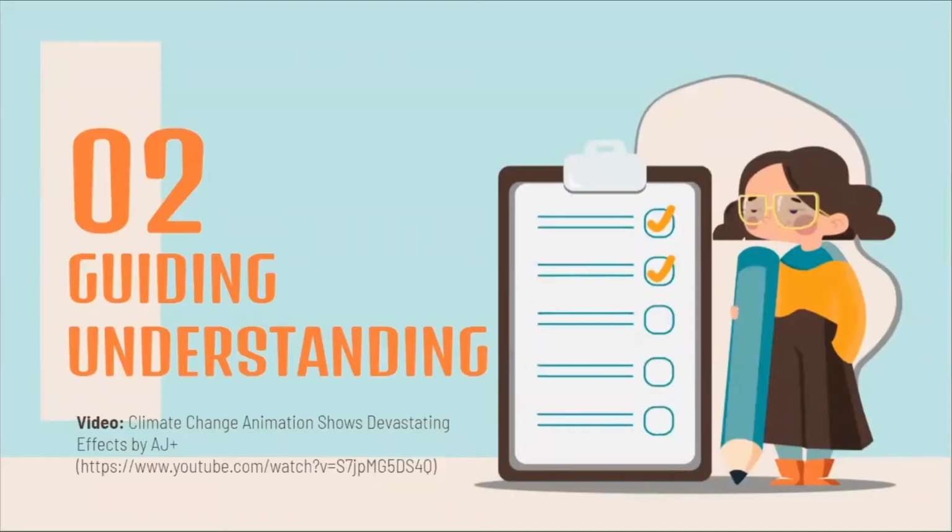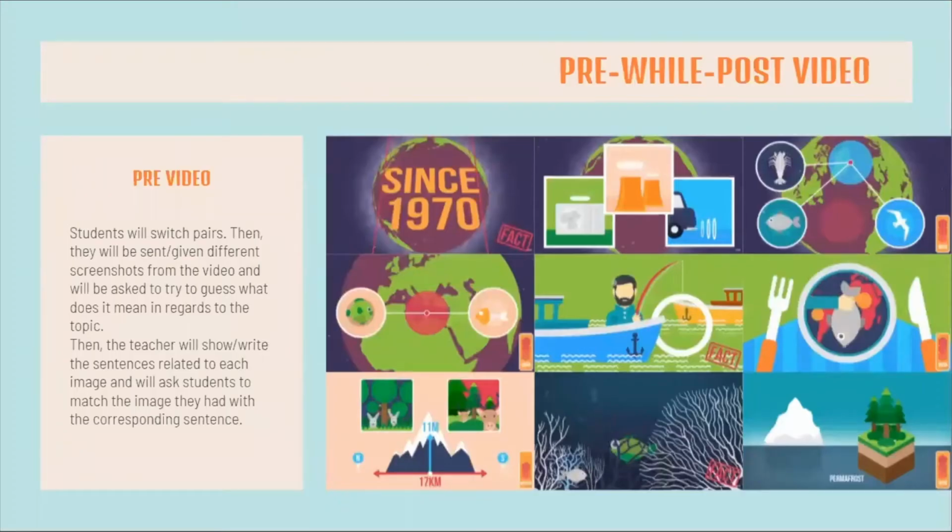For the second stage, Guiding Understanding, we will work with a YouTube video about climate change's devastating effects. Here you see the link. And this stage will be divided into 3 parts: the pre-video, the while-video, and the post-video. For the pre-video, students will switch pairs, then they will be given different screenshots from the video and will be asked to try to guess what it means in regards to the topic.